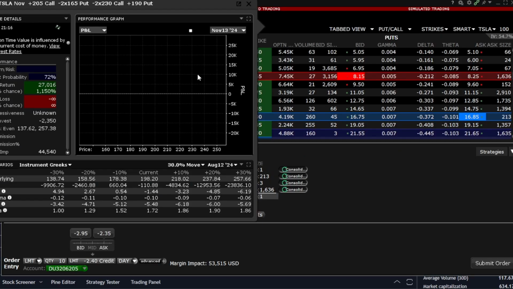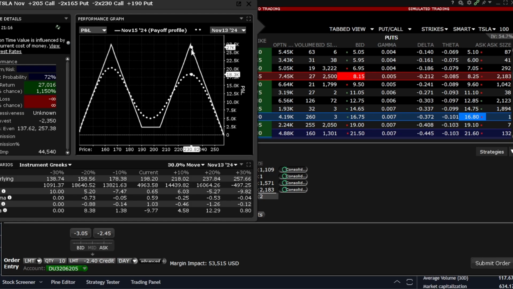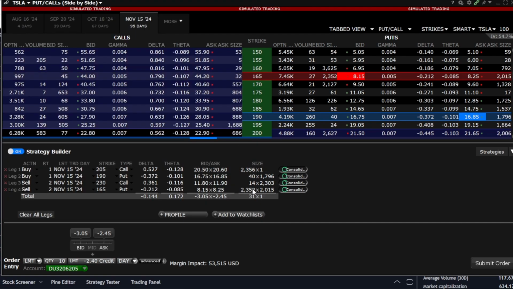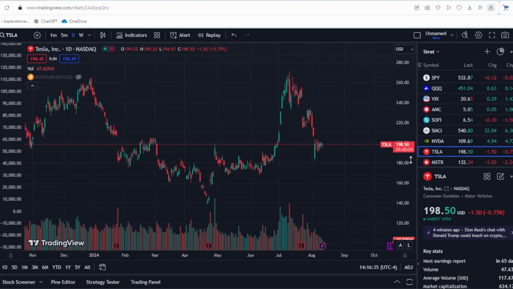The strategy looks like this, for example. If Tesla stock rises to $230, we could earn $227,000. If the stock drops to $165, we would also make $27,000. If the stock remains at its current value, we will earn between $5,000 to $6,000, approximately within this range. However, if Tesla starts to rise or fall sharply, we might lose money. But again, I earn no matter where Tesla's stock goes.